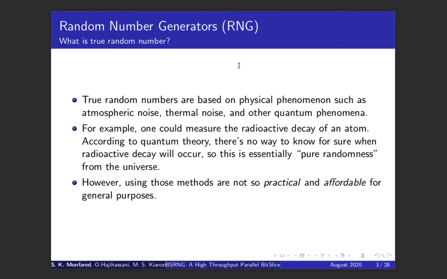As you might know, RNG stands for random number generators, but what is a true random number? A true random number is based on a physical phenomenon such as atmospheric noise, thermal noise, or quantum phenomena. For instance, the radioactive decay of an atom could be regarded as an essential pure randomness in the world. However, these methodologies are not so practical and affordable for general purposes when it comes to thousands of computers and users, right? So we have to come up with some other ideas.